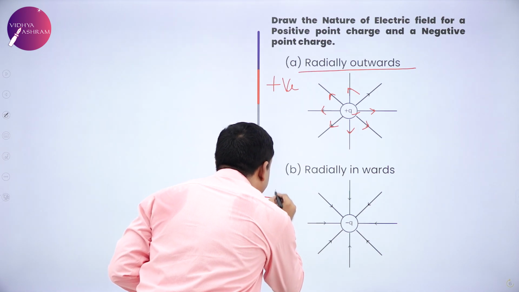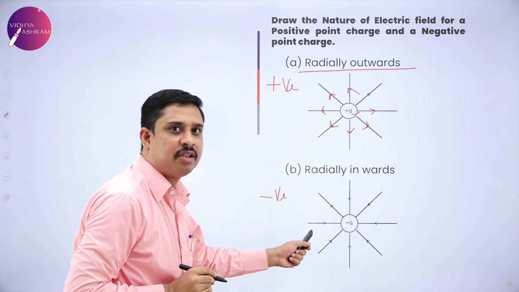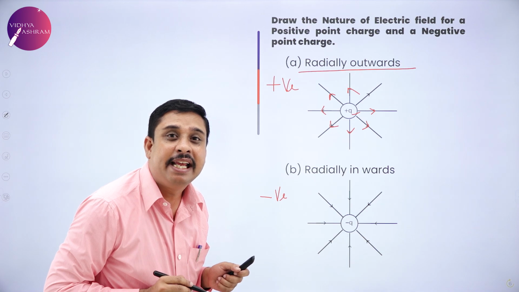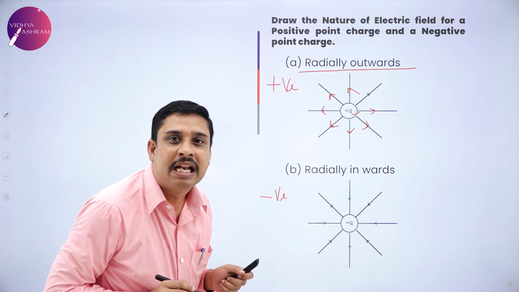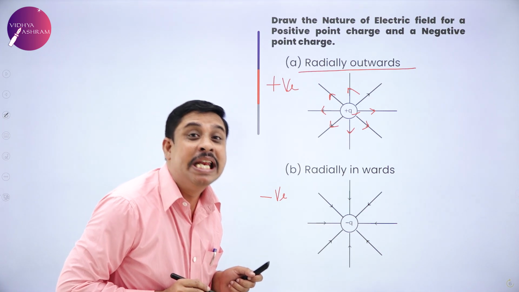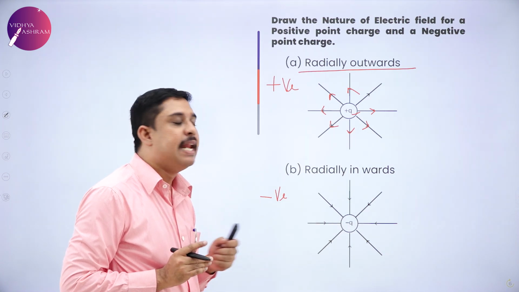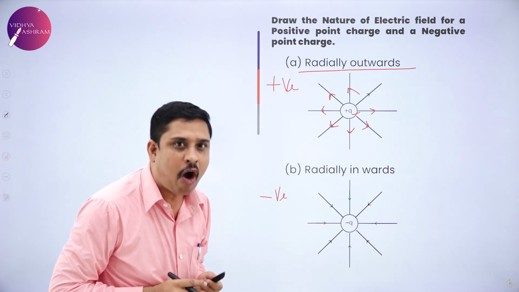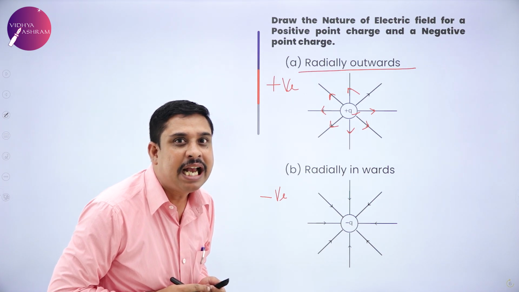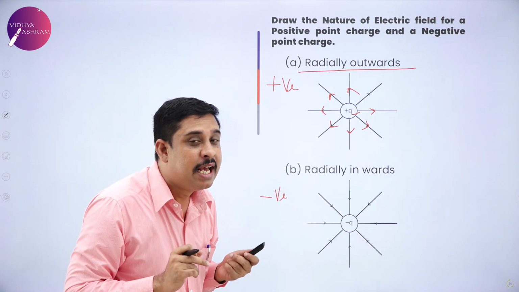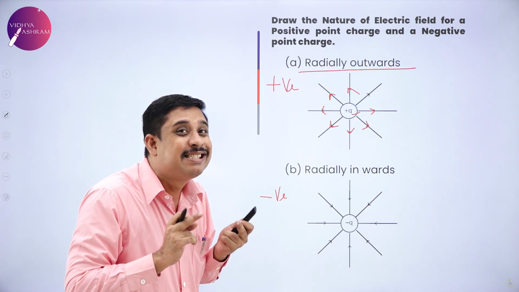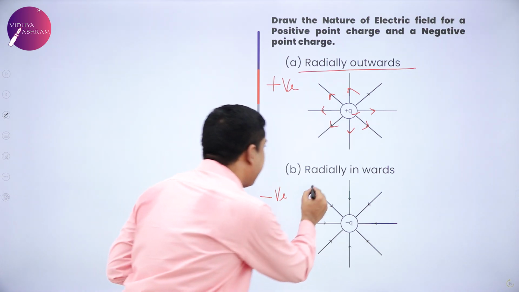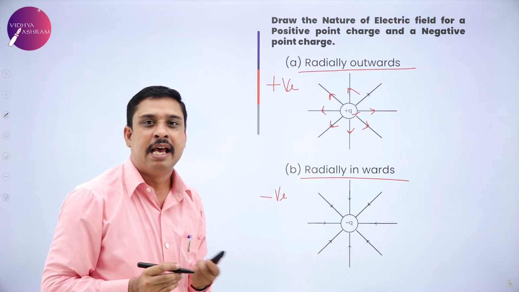And for a negative point charge, you see the direction, the arrows coming in, they are acting radially inwards. So electric field acts radially inwards when it is a negative charge. So please understand, if it is a positive point charge, electric field acts radially outwards. The direction of the electric field is radially away from a positive point charge, radially inwards if it is a negative point charge.